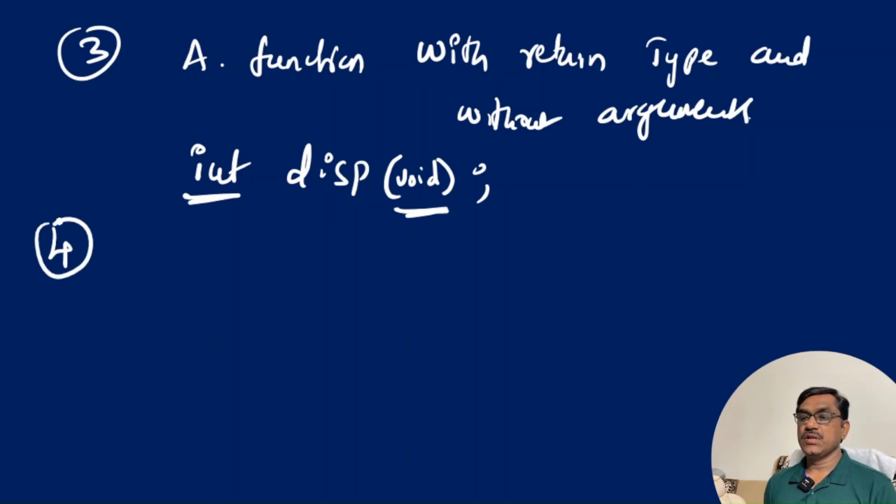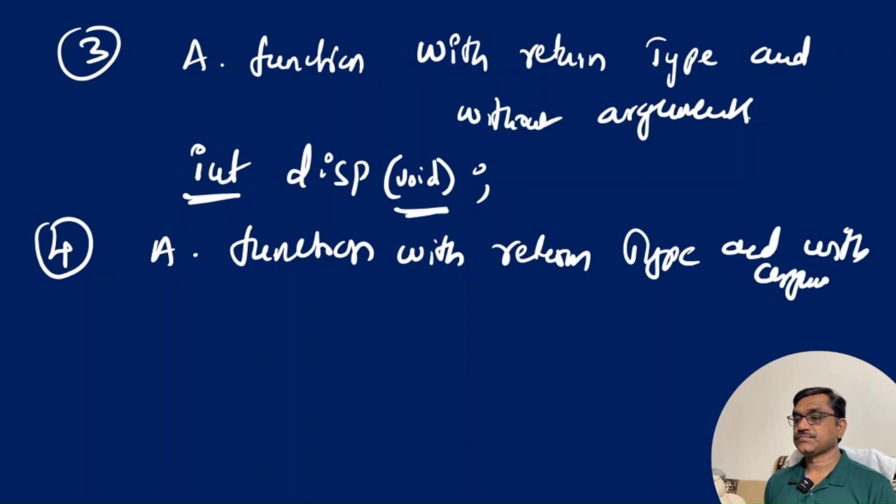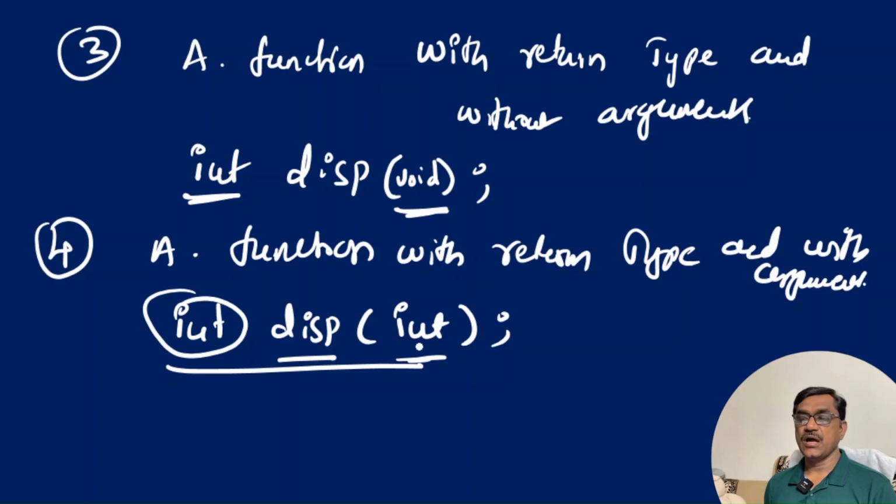Now the fourth one is a function with return type and with arguments. So for this, as an example, you write integer display. Here I am writing integer. You see this, in this it is the return type. With return type, the name of the function is display, and it is taking arguments of type integer.